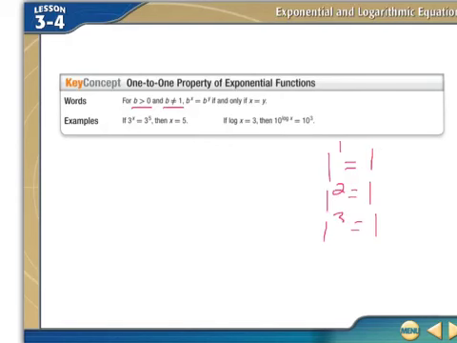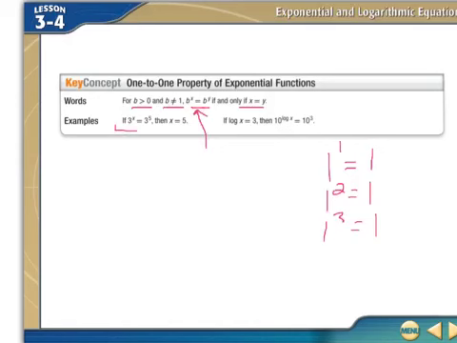Now, the one-to-one property says that if b to the x equals b to the y, then x is equal to y, right? If b to the x equals b to the y, that is true if and only if x and y are equal. This is assuming that your bases are the same since they're using b in both exponential functions. B raised to the x is equal to b raised to the y only if our bases are the same, and then that implies x is equal to y.